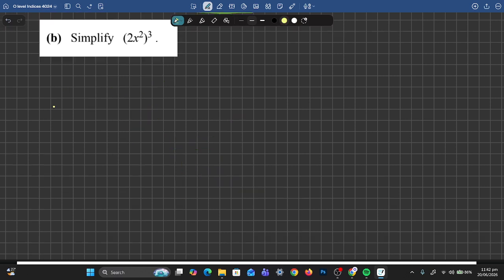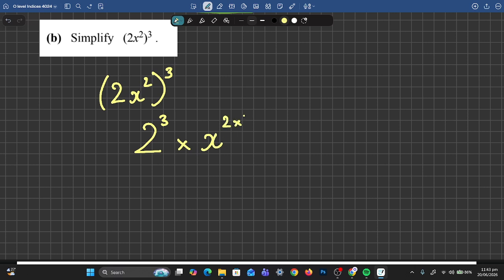Now let's check out another example, that is (2x square) whole to the power cube. So now this will become 2 to the power cube into x to the power square into 3. The powers are multiplied. So 2 cube is 8 into x to the power 2 into 3, which is 6. So this is our final answer.